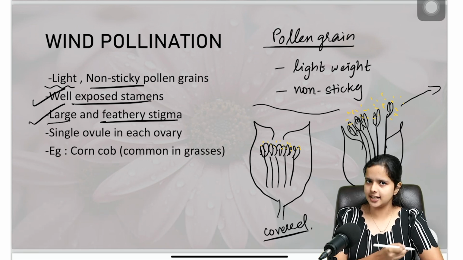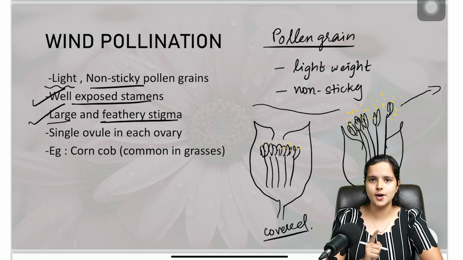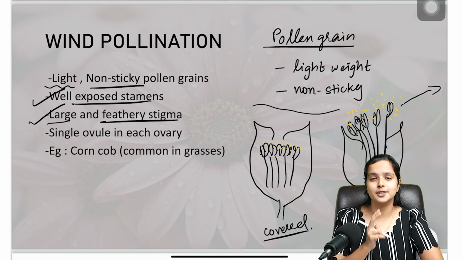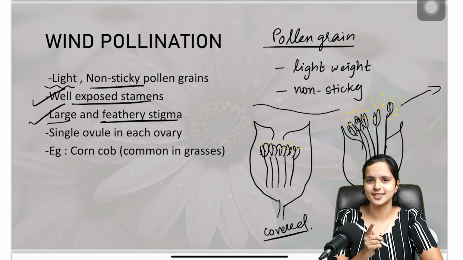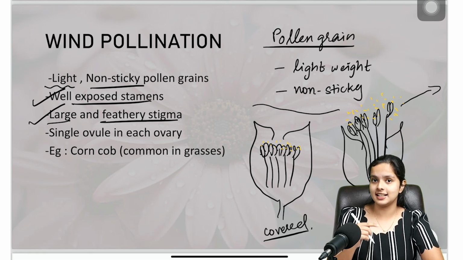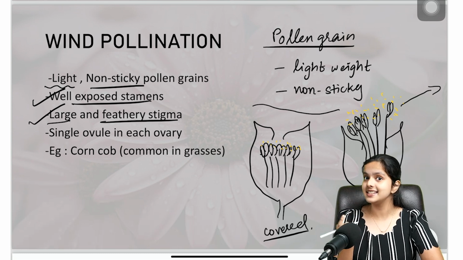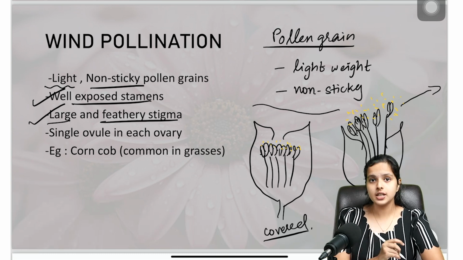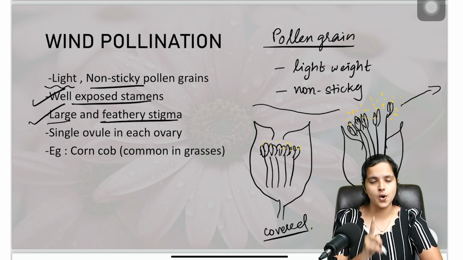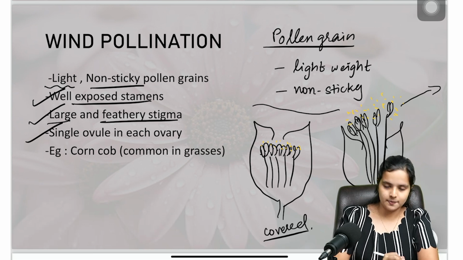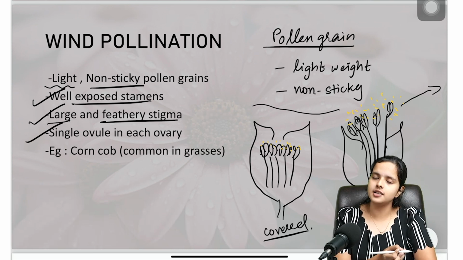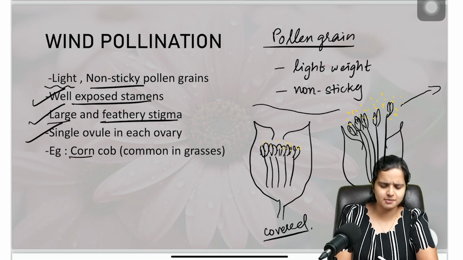Now, usually in the case of wind pollination, there will only be one ovule inside the ovary. I always confuse between them. You shouldn't. Ovary is something that lies outside and ovule lies inside of the ovary. So in the case of wind pollination, there would be only one ovule inside the ovary. I hope that's clear.